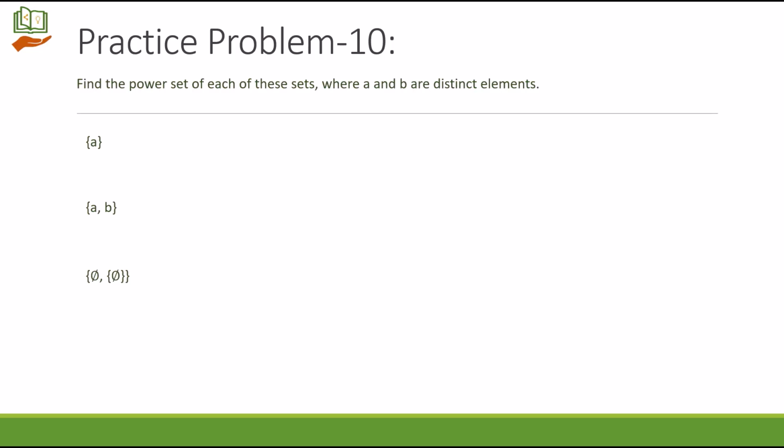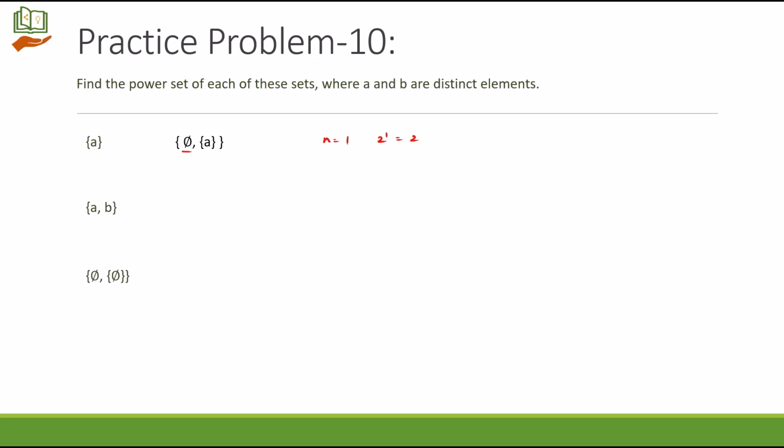How do you find the power set actually? You have to include null, the complete set as well as every individual element. So let's take the power set of the first one. We have only one element, so we are including the null as well as the element itself. Now how many elements are present inside? We have only one element. So 2 power 1 will have 2 elements in total.